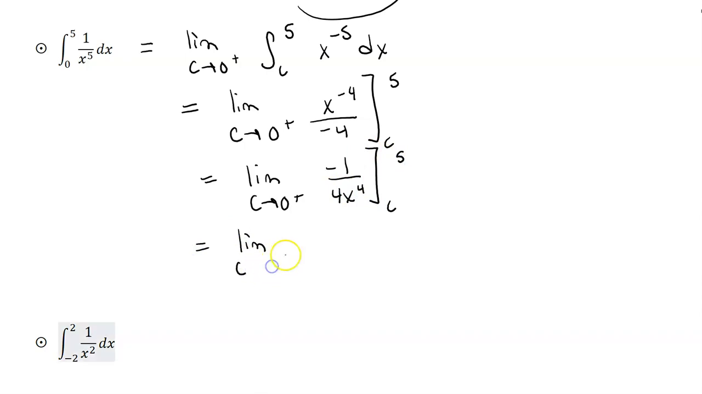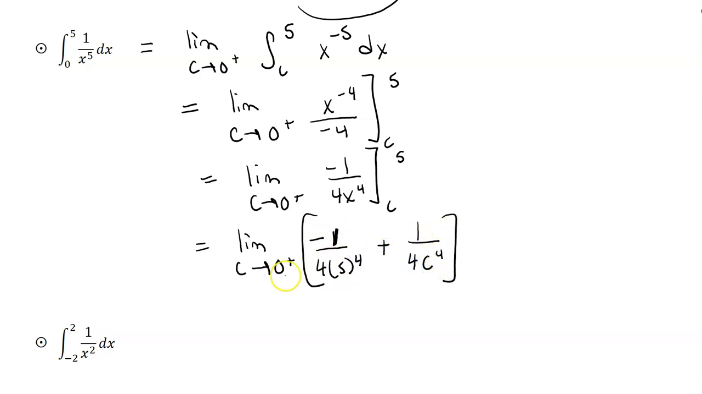So we're approaching 0 from the right. And we're going to have negative 1 over 4 times 5 to the 4th minus a negative 1 over 4 times c to the 4th. And as we're approaching 0 from the right, this is a constant. This is going to be something that's going to approach infinity. So a negative constant plus infinity is going to be a positive infinity. So we say that this one diverges. The limit does not exist.